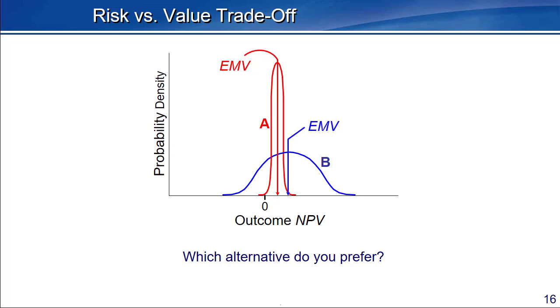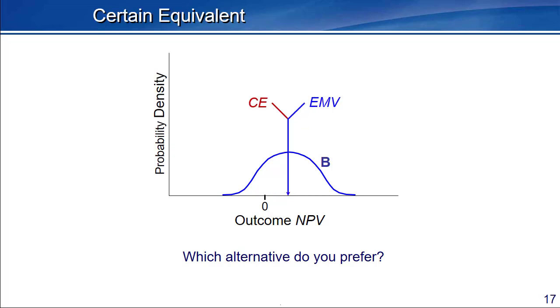EMV is an objective measure of value under uncertainty. The cash in hand value for B is its certain equivalent, CE. For a risk-neutral decision maker, the CE equals EMV. However, for the risk-averse decision maker, each alternative is worth less than its EMV. The CE is somewhere between the worst possible outcome and the EMV. That CE can even be negative when the EMV is positive.